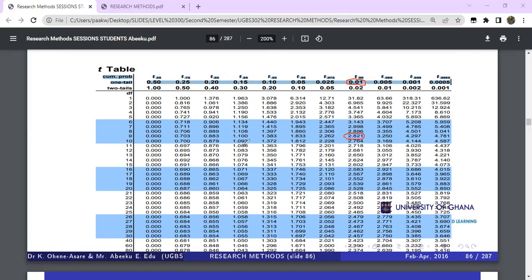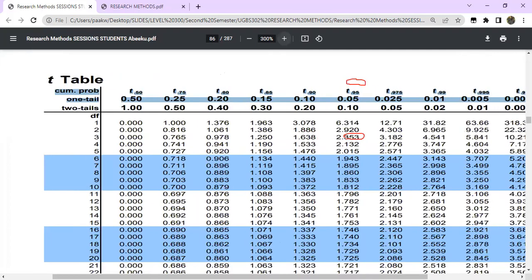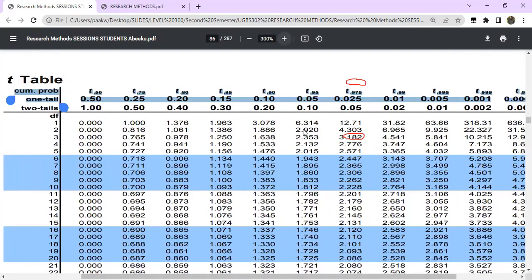If you can see, let me zoom in. It's 0.01 on the one-tail. Then you match it with 9. Where did you meet? Here, right? 1.833. Look at it, 0.01 is here.